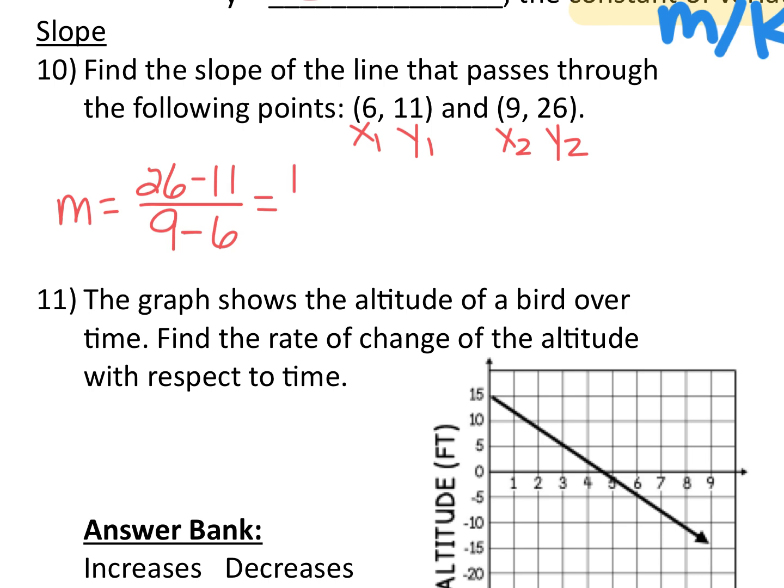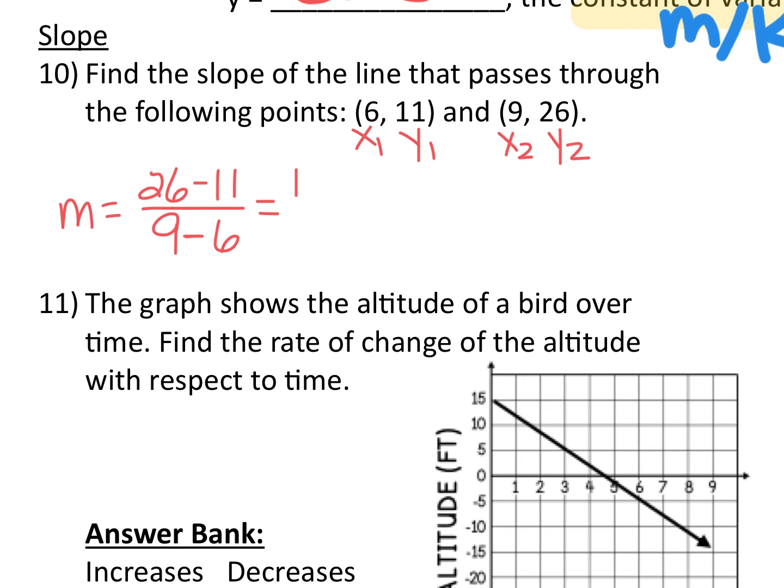15 over 3 is 5. Or you could also write 5 over 1.